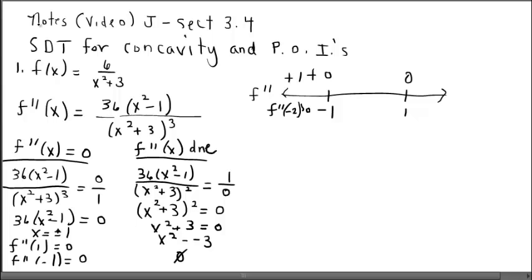So that's greater than 0. Here I'm going to try 0. That's easy. That would be a negative quantity here, negative numerator, positive denominator, so negative here. So now we know where the graph is kind of concave up and concave down.